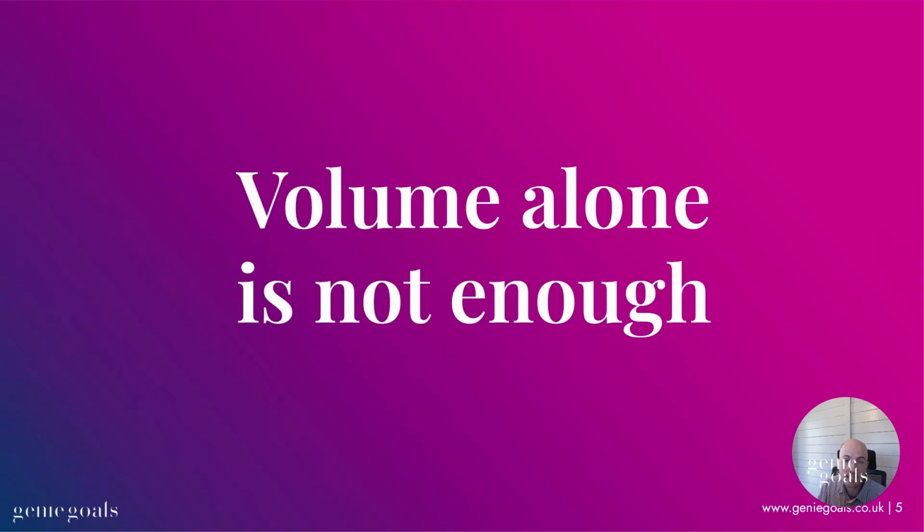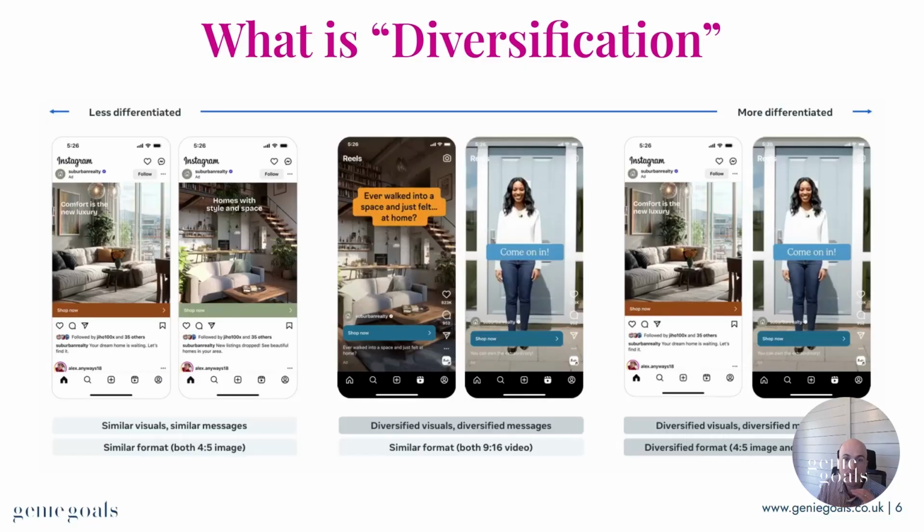First, we need to try and understand exactly what that is. So what is diversification? And this is a handy infographic from Meta. On the left, we've got less differentiated content. On the right, we've got more differentiated content. On the left, you can see ads have very similar visuals, very similar messages. Meta's going to classify these ads as the same ad, and having them in the account isn't going to really be much benefit to you. On the right, we've got differentiated content.